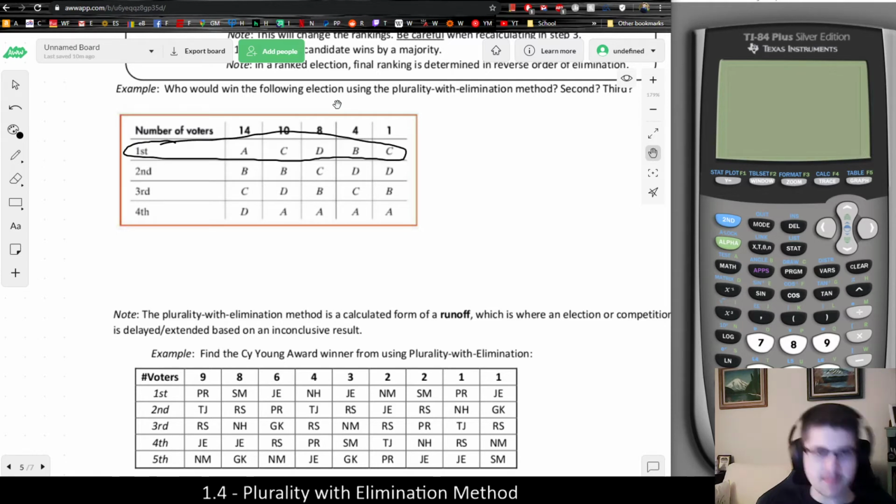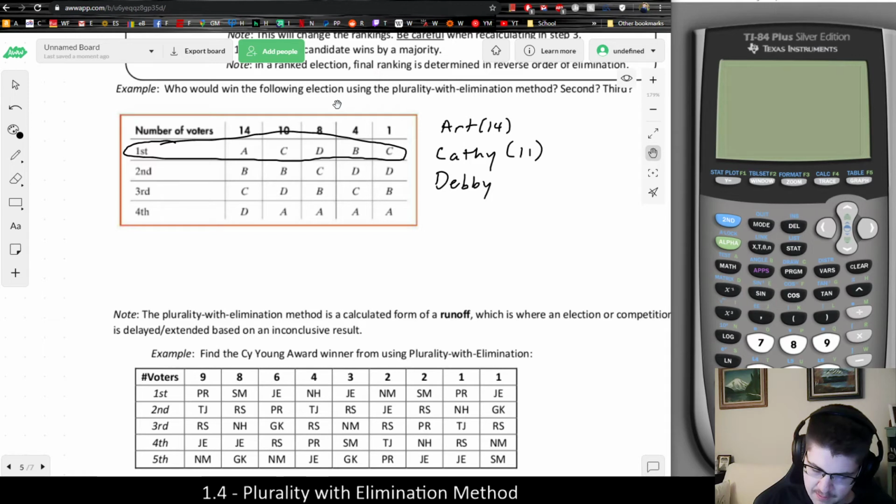And we're in the exact same spot that we were in 1.2, where Art is leading with 14 votes. And we could kind of keep track of this, so at this point in time, Art is ahead with 14. Kathy's in second with 11. Debbie's in third with 8. And Ben's in last with 4 votes.